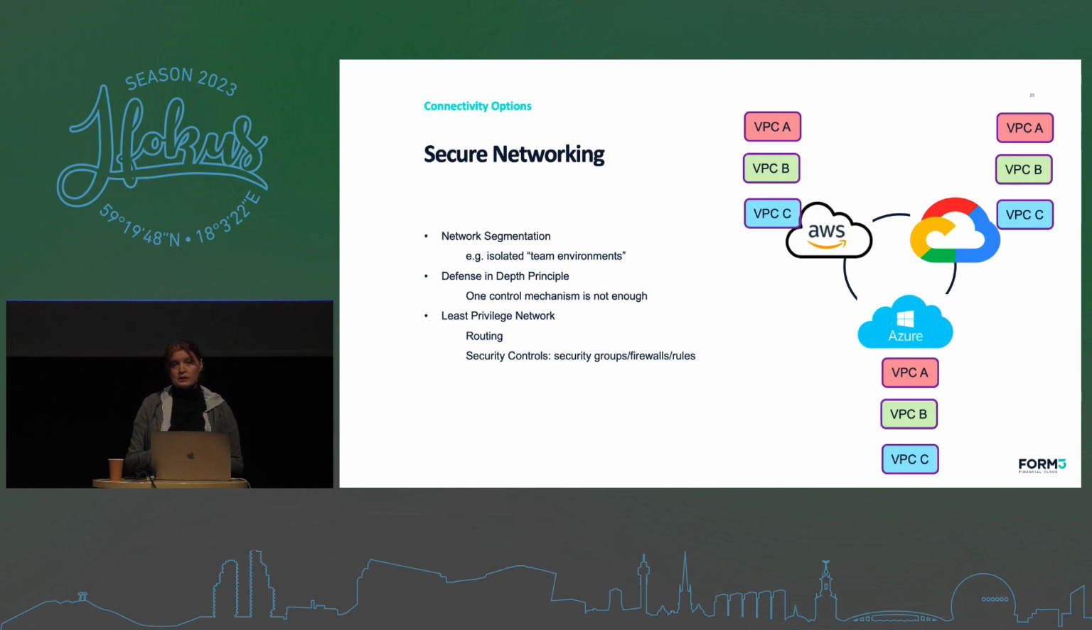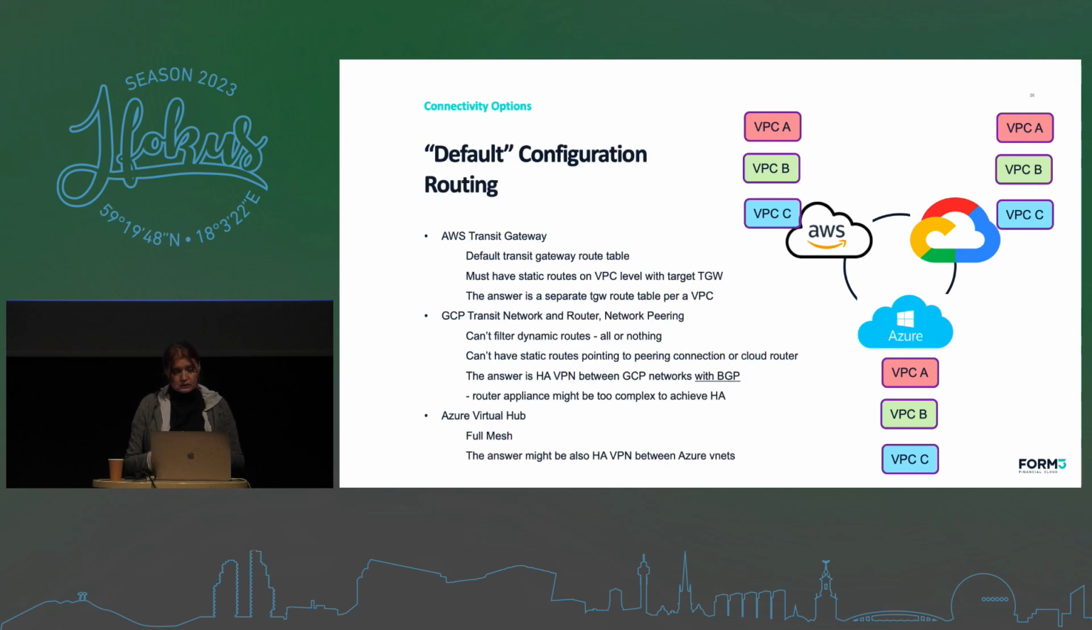So in addition to some security controls on firewall level, like firewall rules in GCP and security groups in Azure, you need to provide segmented routing. And again, that's something that's not available out of the box. You need to plan and design for it.